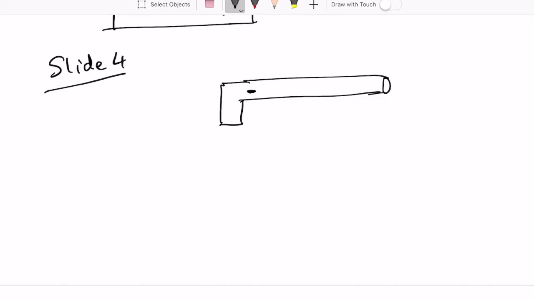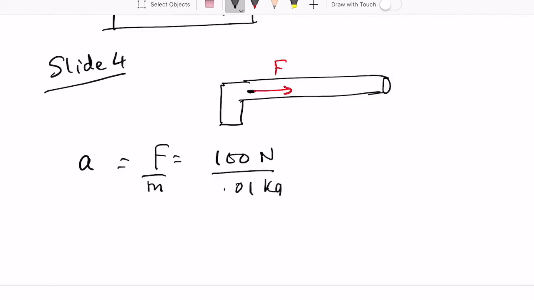To find the acceleration of the bullet, you can just use Newton's second law. There's only one force acting on the bullet. We are going to ignore friction and all that. That's the 100 newtons, right? So since we are ignoring friction, the net force would just be F. Applying Newton's second law, you get F equals ma, or a is equal to F divided by m. So 100 newtons divided by the mass of the bullet, which is 0.01 kgs.